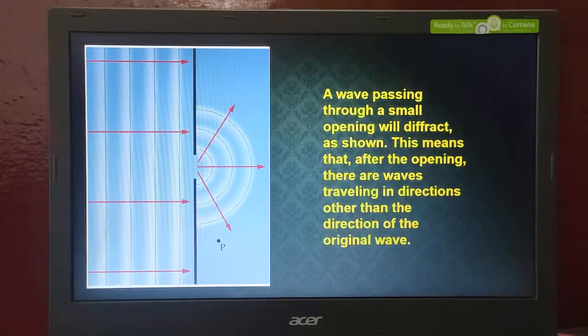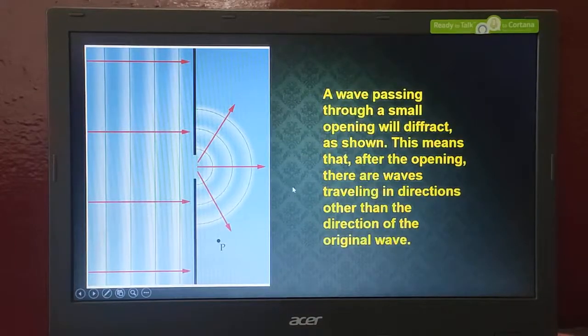Initially we had plane wave fronts. Look at this. The direction of light rays is the same for all the rays. In this case the direction of the light rays is the same, but once it passes through the slit or gap, the direction of the light rays changes.